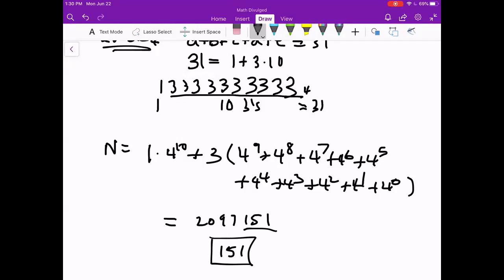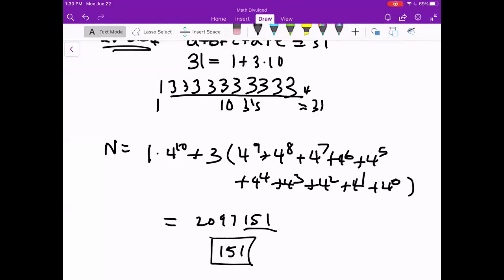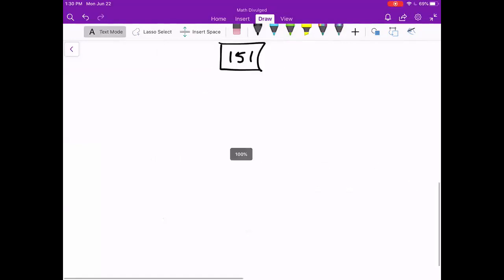Moving on, let's talk about base arithmetic. So let me just move the page down. When we're adding two numbers in base B, for example, like I said at the beginning of the lesson, we just have to ensure that we carry over once we reach B.